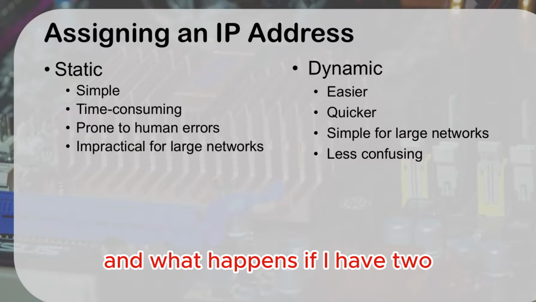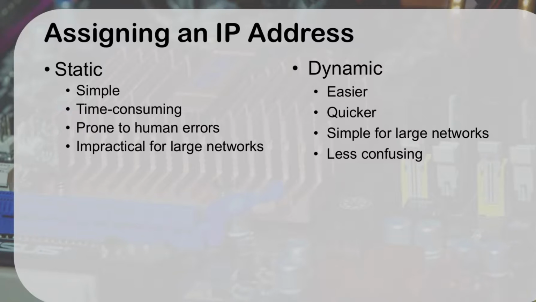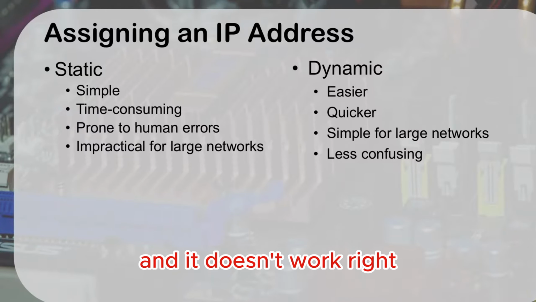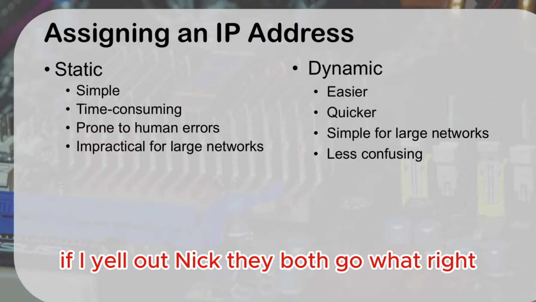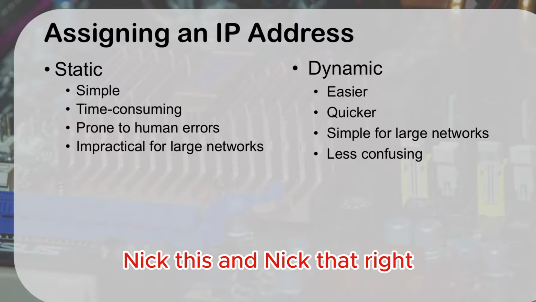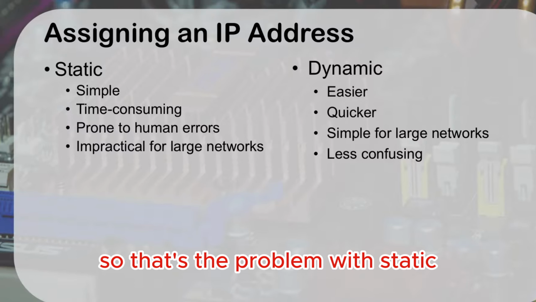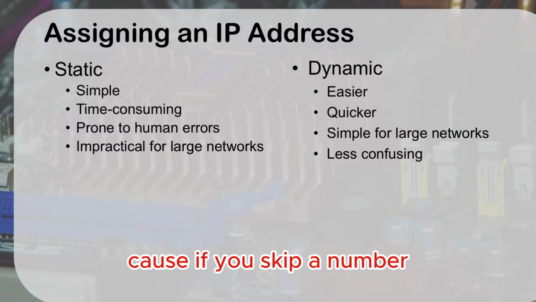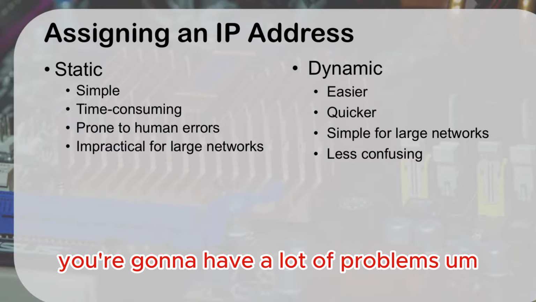And what happens if I have 2 computers that have the same number? IP conflict, right? And it doesn't work right. So in this class, we have 2 NICs. If I yell out NIC, they both go what, right? So we have to say, hey, NIC this and NIC that, right? Or NIC front row, NIC back row. So that's the problem with static, is it's prone to human errors, because if you mistype a number or you use the same number twice, you're going to have a lot of problems.